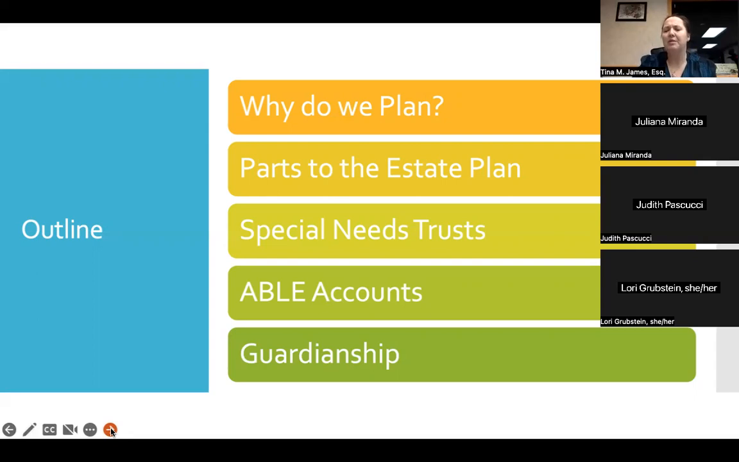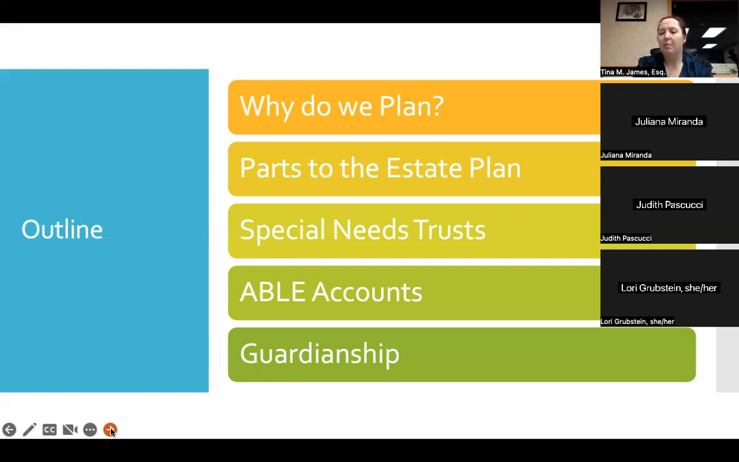Then I'm going to go through the different parts of the estate plan for you. We're going to break down what makes up the estate plan, what documents we include, and how and why we need to draft them slightly differently when we're caring for an individual with a disability. We're going to specifically look at special needs trusts. There's a lot of confusion about the different types because there are two types out there. We're going to talk about them and educate you so you know the difference between both of those.